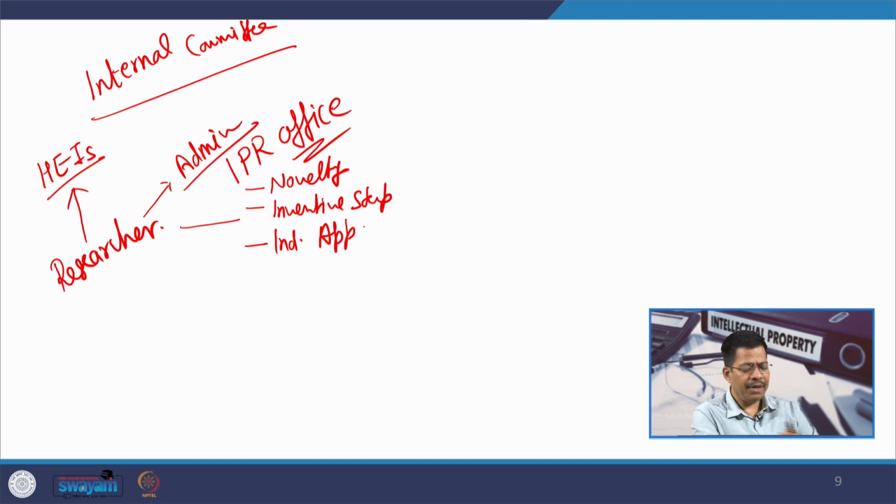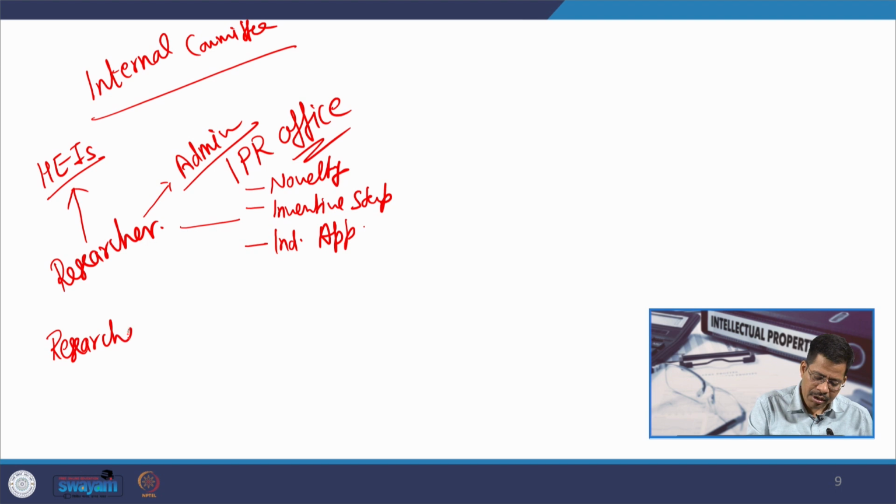However, if you are independent, you are not working with any HEI, you are not working in any organization, you are an independent person, in that case, you are an independent researcher, you will directly go to the Indian Patent Office. And the IPO will also check these three things.